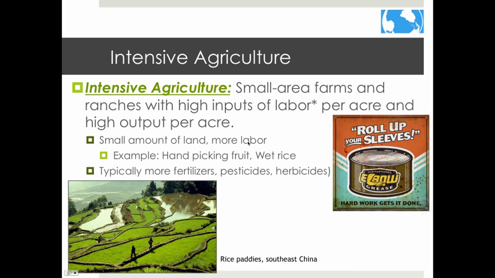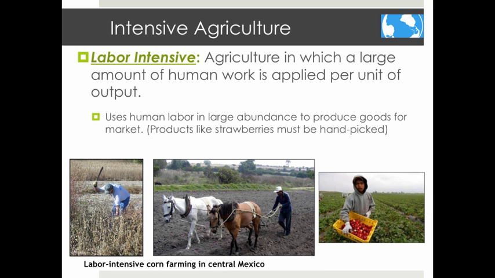Intensive agriculture is farming on a very small area and putting in a lot of labor per acre. And when we say labor, we mean that could involve actual human labor, or it could involve using more capital. Labor-intensive agriculture is agriculture in which a large amount of human work is applied per unit of output. That means you're doing a lot of work. Things like picking strawberries, they have to be hand-picked, you have to get in there and do it by hand, and so it's going to involve a lot of labor.